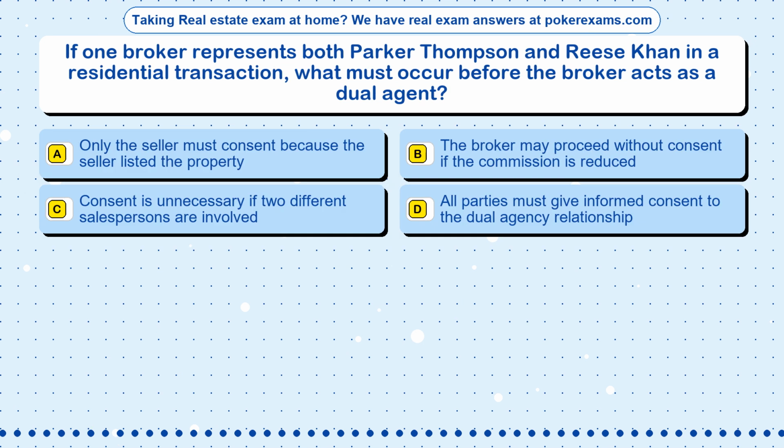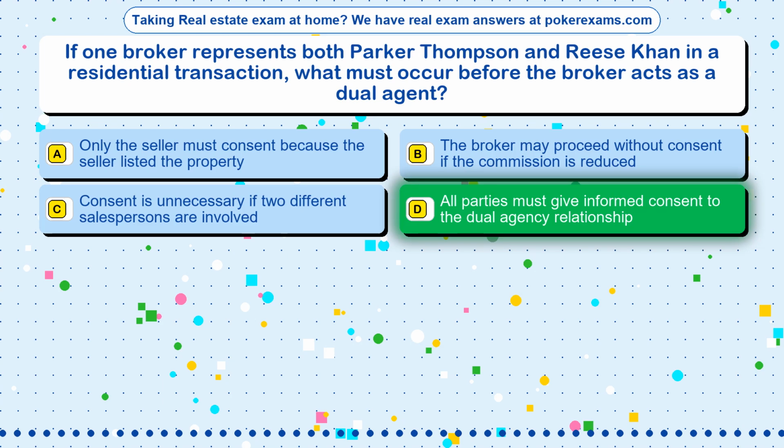Question 60. If one broker represents both Parker Thompson and Reese Kahn in a residential transaction, what must occur before the broker acts as a dual agent? Option A. Only the seller must consent because the seller listed the property. Option B. The broker may proceed without consent if the commission is reduced. Option C. Consent is unnecessary if two different salespersons are involved. Option D. All parties must give informed consent to the dual agency relationship.